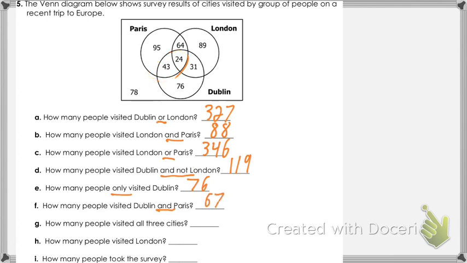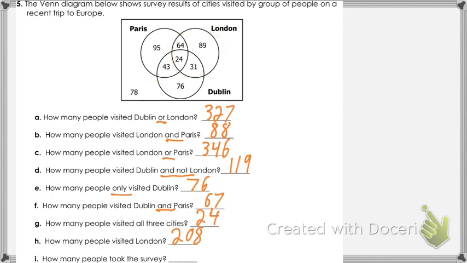Letter G, how many people visited all 3 cities? Just these 24, the second funniest number. Letter H, how many people visited London? It's this entire circle, so you have to add all 4 of those numbers. Get 208.